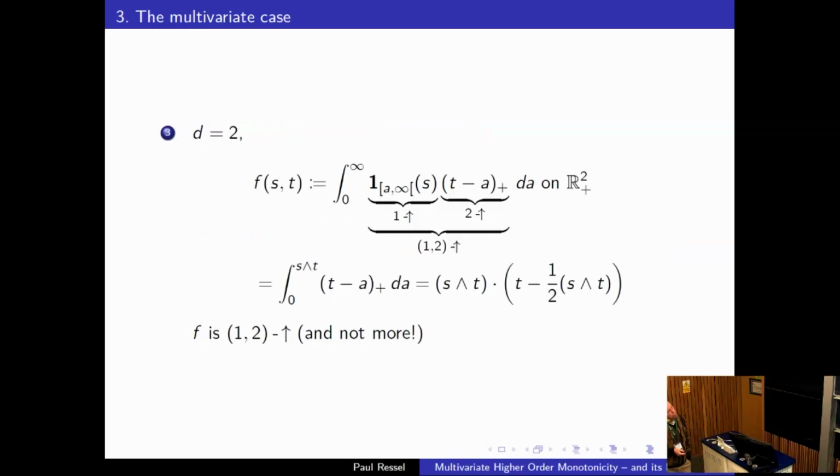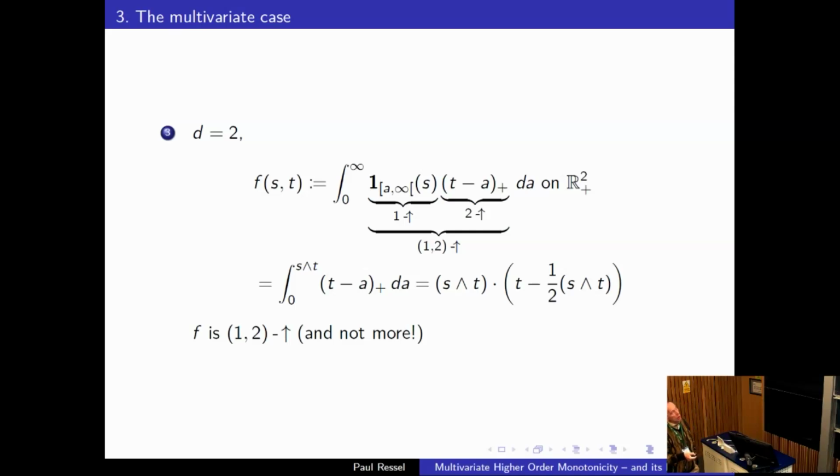Now a special example in dimension 2. I define f of s and t as this integral, the indicator function of s, and t minus a positive part. And well, this function here is just increasing. So it's one-increasing. This function, as we saw, is two-increasing. Well, I didn't mention it, but of course, (t minus a)_+ is increasing and convex. So it's a two-increasing function. So as we just saw, that's the tensor product of these two. So this is (1,2)-increasing.